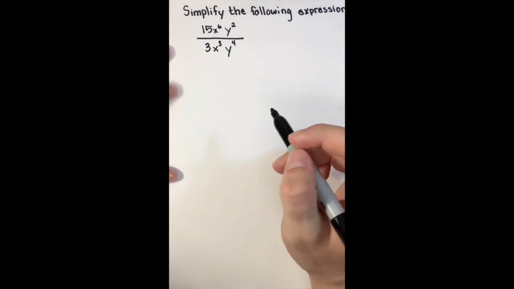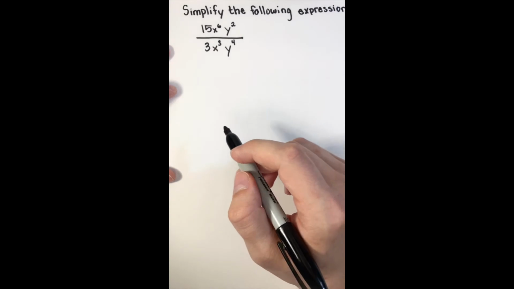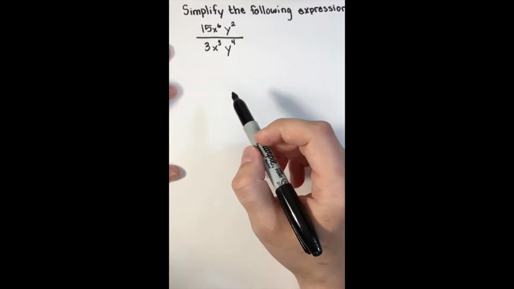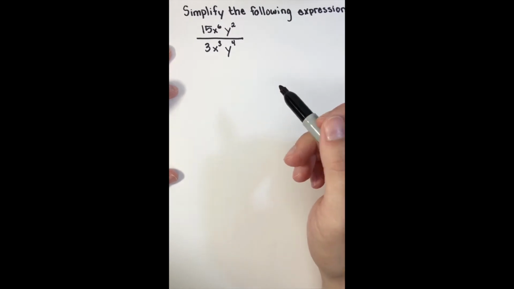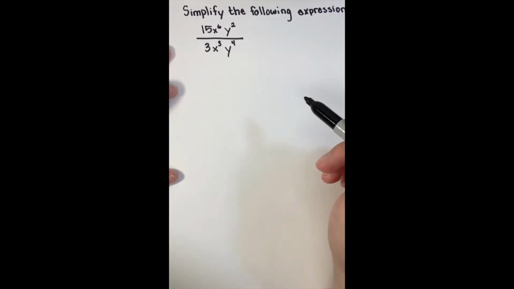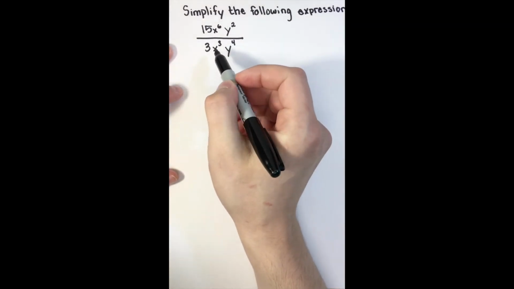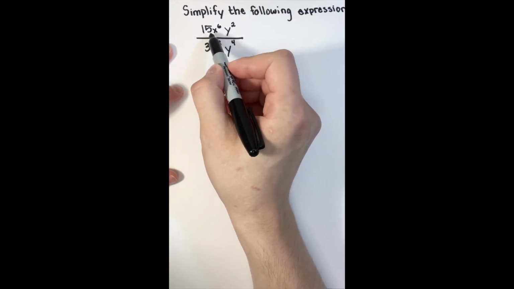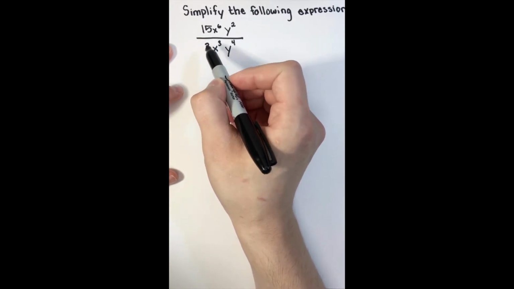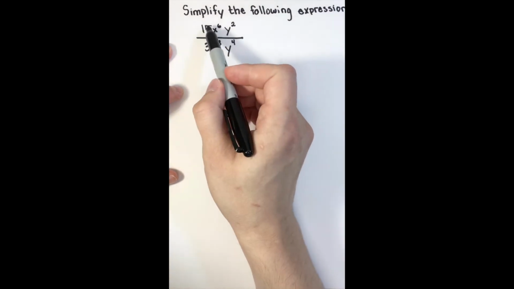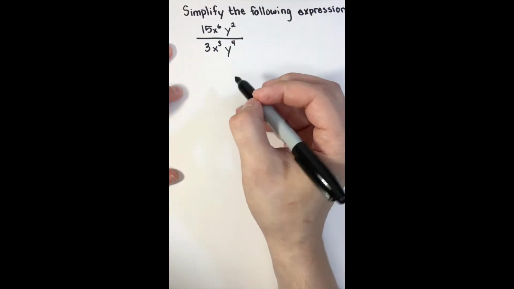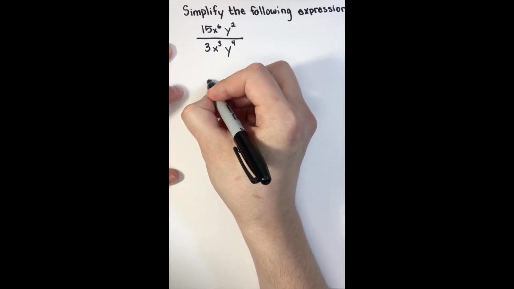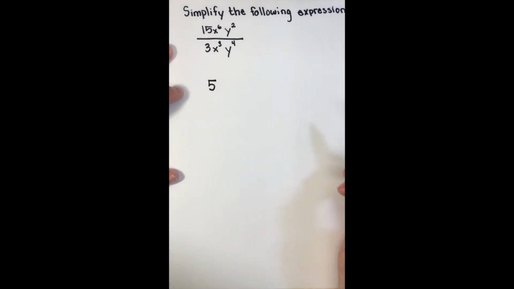So let's take a look at this problem where it says simplify the following expression. A lot of students look at these and say, I forget the rule for this one. Do I divide or do I subtract? What am I supposed to do? So the first thing we have to look at are the coefficients, which means these numbers out front, this 15 and this 3. For these, you can just do simple division. So 15 divided by 3 gives me 5. I'm just going to write down a 5 on top there.